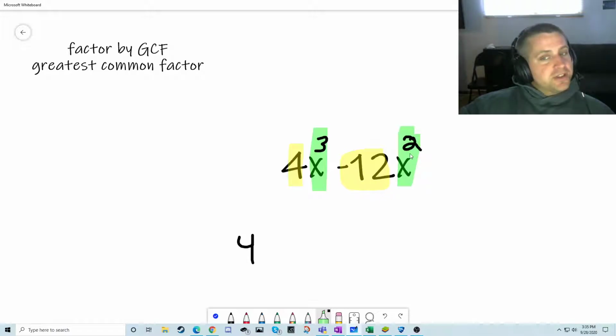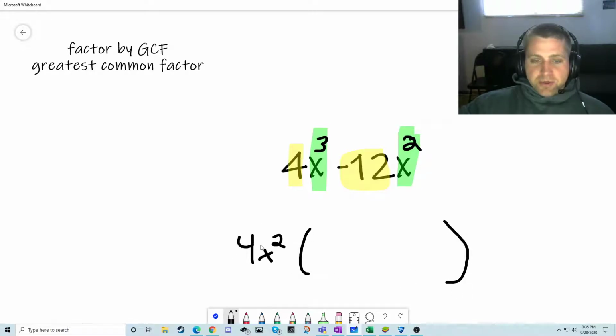So the 12x squared only has 2. You generally want the smallest power's worth of x's. I can't take 3 because the 12x squared doesn't have 3 to give. So that's not possible, but I can take 2. And that's my GCF, 4x squared, my biggest common factor. But now I have to do the leftovers.